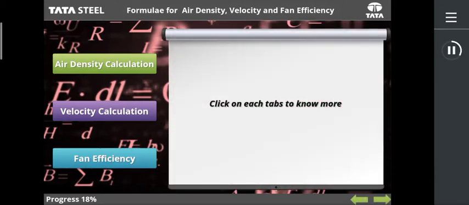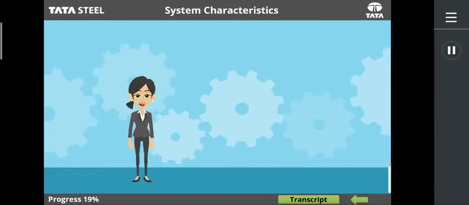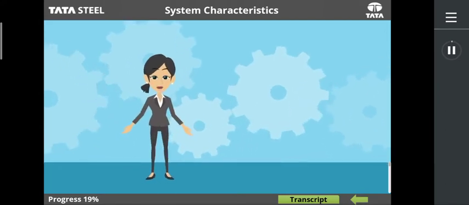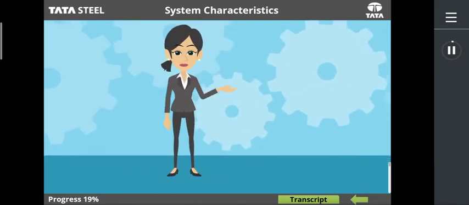Now we are going to learn some important terms and terminology and the associated formulae. Next, we'll be discussing the topic system characteristics.